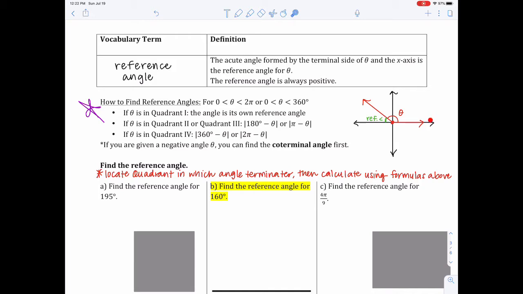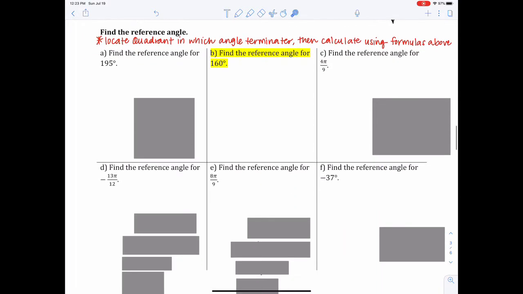So if you are given an angle that is negative, meaning you start here and go down rather than starting here and going up for positive, you can find the coterminal angle first and then go through these processes. Or again, you could subtract from 0. So remember that the coterminal angle is just adding 360 or subtracting 360 or 2 pi respectively, depending on where you are. That was from our previous lesson. So let's work through some of these problems here. We're going to find reference angles for the examples below.